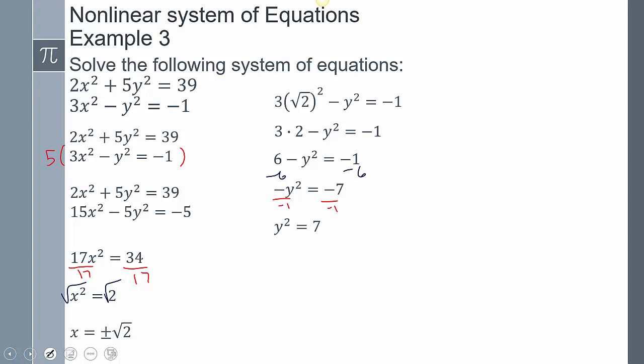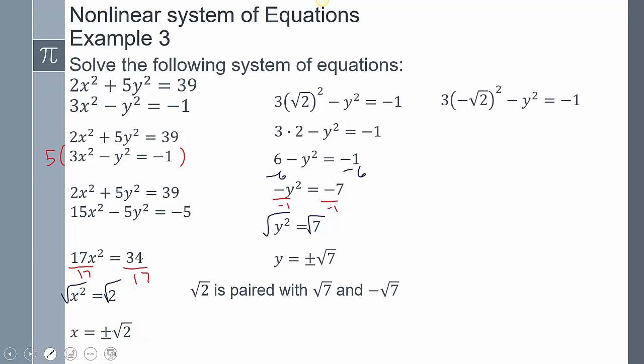Divide everything by the negative 1 and I get y squared equals 7. Square root both sides, and I'm going to get y equals plus or minus the square root of 7. And so this means that when I plugged in my positive root 2, it's going to pair with both a positive root 7 and a negative root 7. So now I want to do the same thing with my negative root 2. And so plugging in the negative root 2 squared, once again, if you simplify it all, is going to give me plus or minus root 7. And so that means my negative root 2 is also paired with positive root 7 and negative root 7.